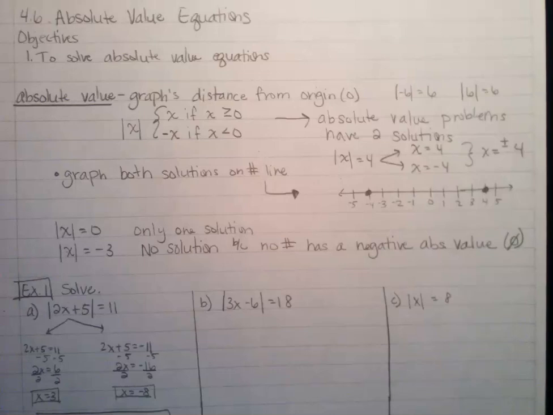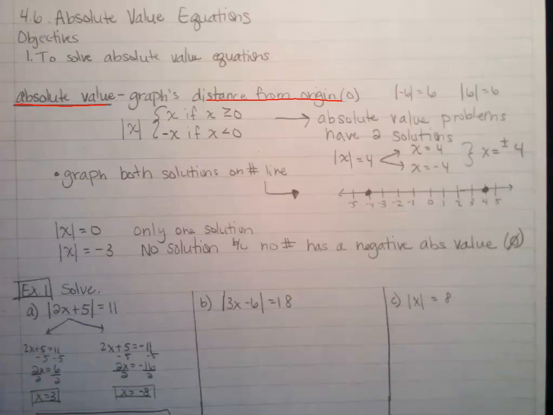Okay, so first of all, an absolute value. If you recall, the absolute value is the graph's distance from 0. So the absolute value of -6 is 6. The absolute value of 6 is also 6.